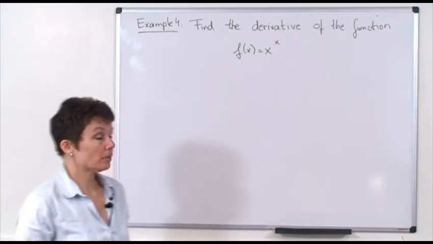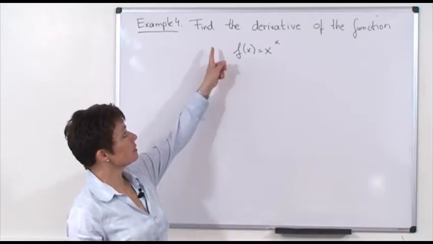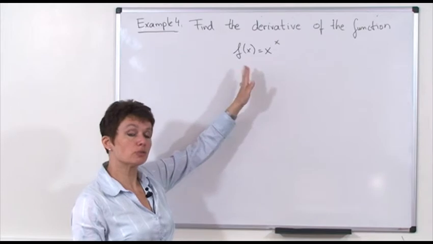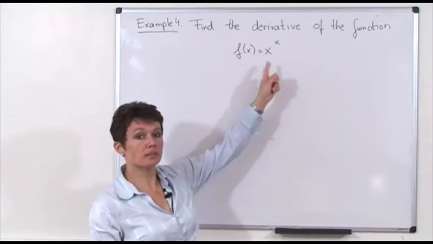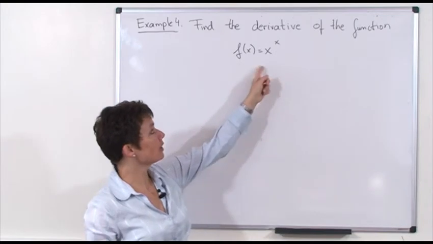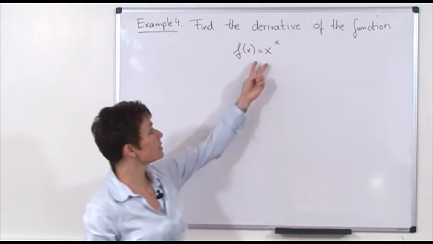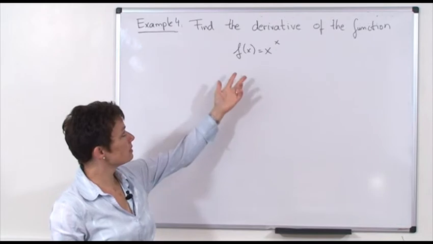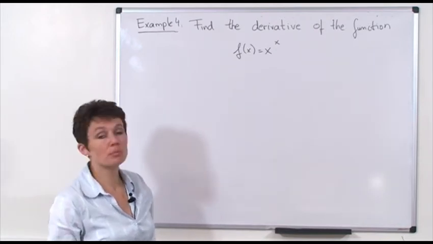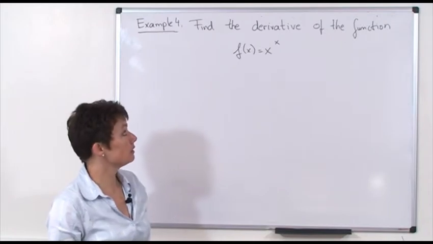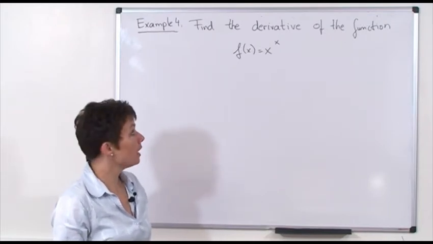The last example we're looking at here is slightly unusual and looks different from the previous examples we looked at. Here we are asked to find the derivative of an actual function, and the function we're looking at is x to the x. So it's not obvious that we will need implicit differentiation for this problem, but you will see that we actually do.